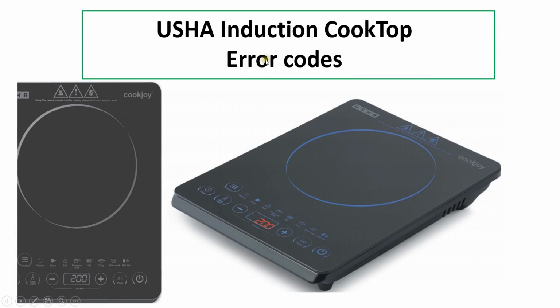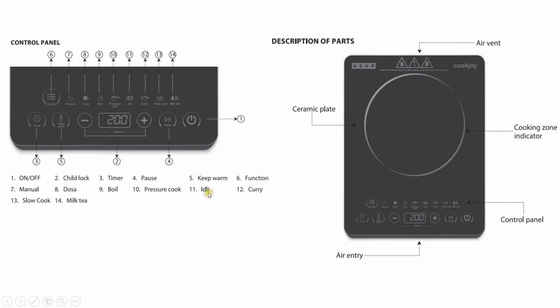Here I'm going to discuss the Usha Induction Cooktop error codes. This is the cooktop and this is the control panel. There are various buttons on the control panel that are used for different purposes. And here, if you see, this diagram shows the description of the parts of the cooktop.